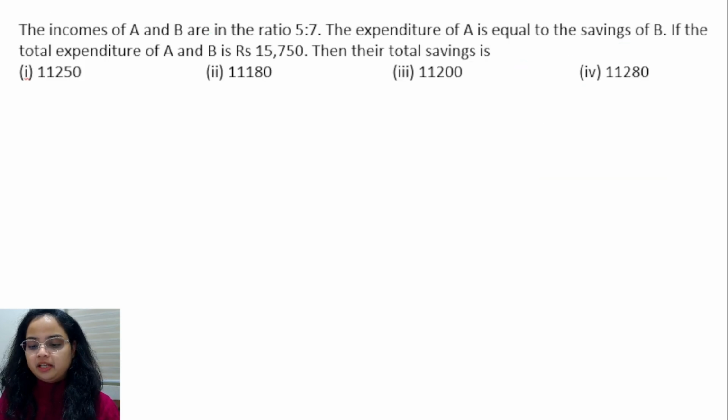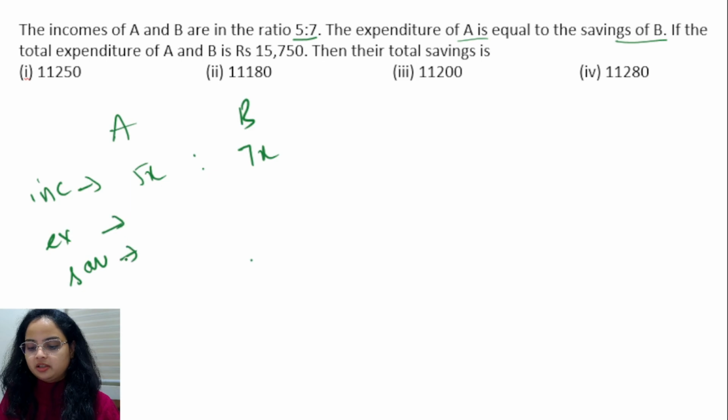The incomes of A and B are in the ratio of 5 is to 7. The expenditure of A is equal to the savings of B. Okay, this is A, this is B. The income is 5 is to 7. Okay, we will take it as X. The expenditure of A, this is expenditure, this is savings. The expenditure of A, we will assume as A, is equal to the savings of B here. Both are the same. Expenditure of A is equal to the savings of B. If the total expenditure of A and B is 15750. Okay.